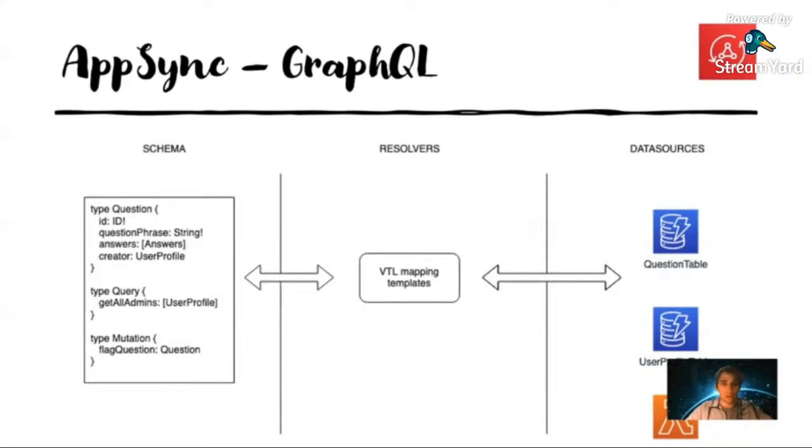And here you see it, we want to make a new mutation, the flagQuestion mutation. It's a mutation, so it will adapt some data in the cloud. We call it flagQuestion, and it will return a question object, the updated question object. Okay, we defined everything that we can do in our schema.